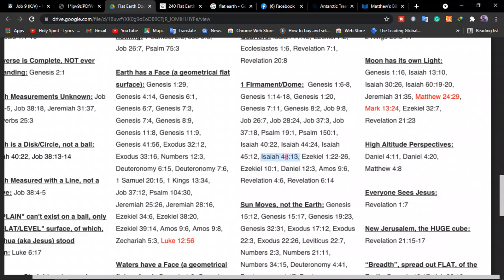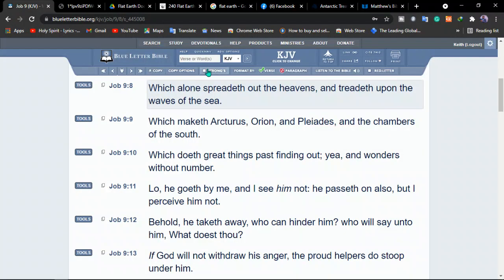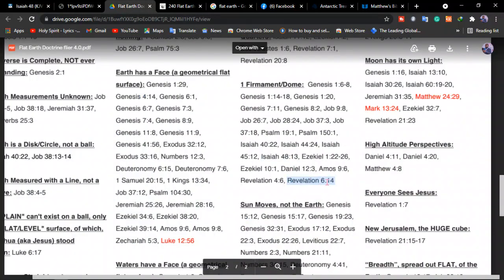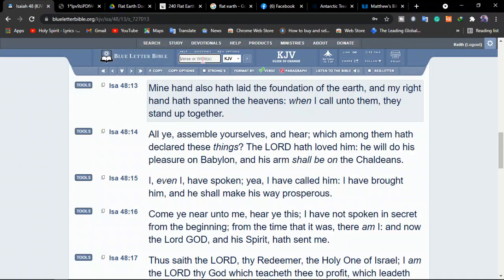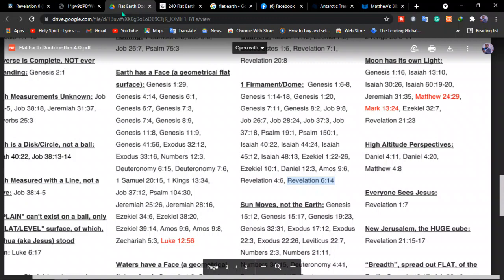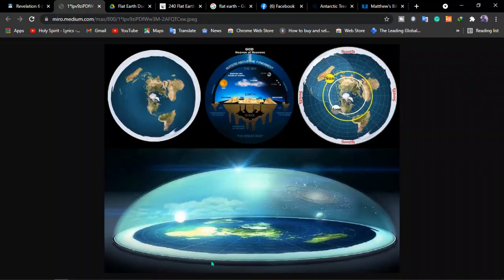Let me see another one here. Let's check on Isaiah 48 verse 13. All right. Mine hand also hath laid the foundation of the earth, and my right hand hath spanned the heavens. When I call unto them, they stand up together. Making some sense? Let's read Revelation 6:14. What does it say? And the heaven departed as a scroll when it is rolled together, and every mountain and island were moved out of their places. Like a scroll. This scroll was taken out.